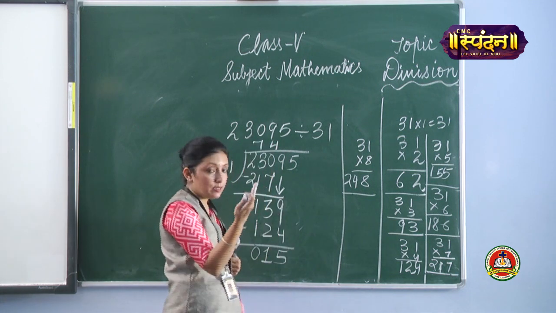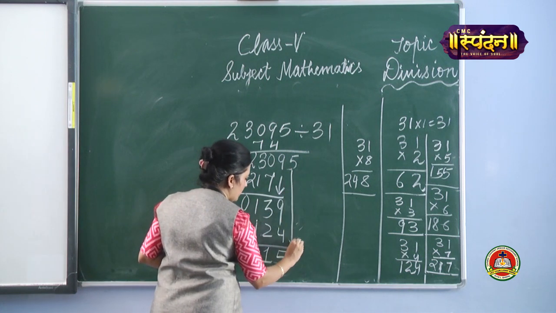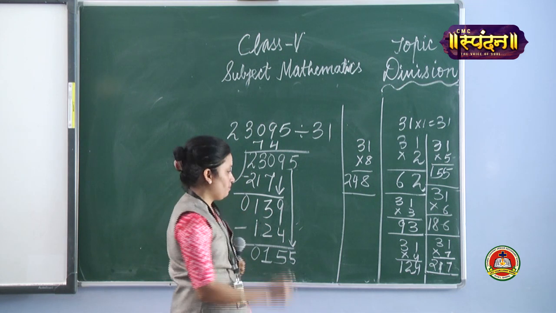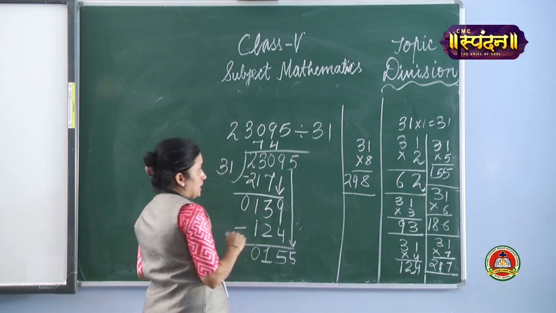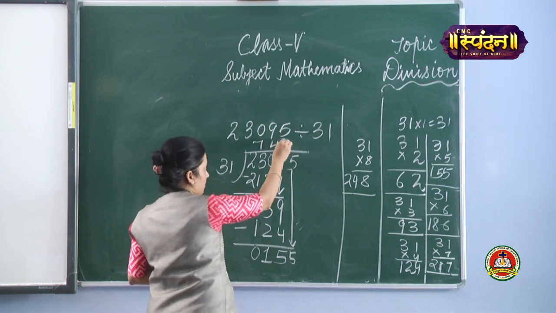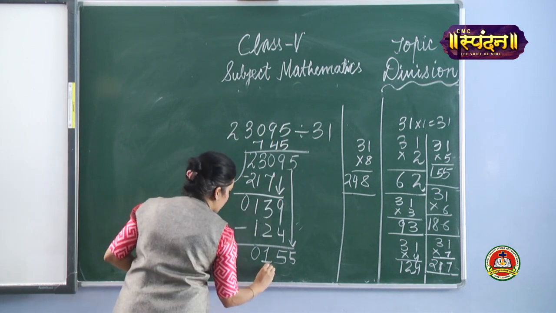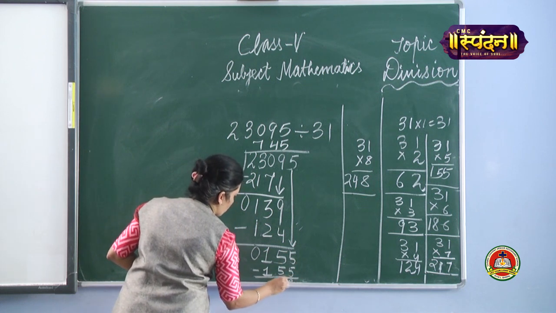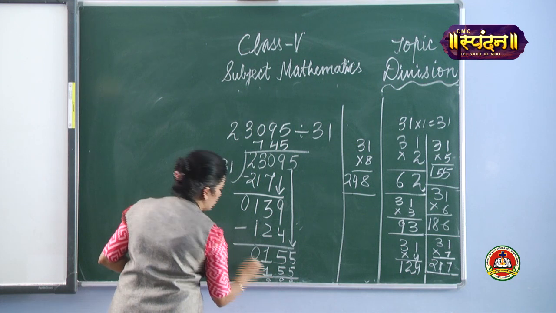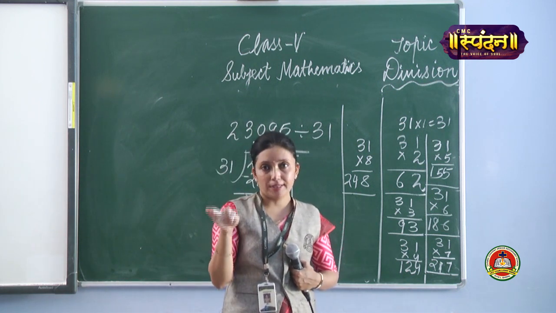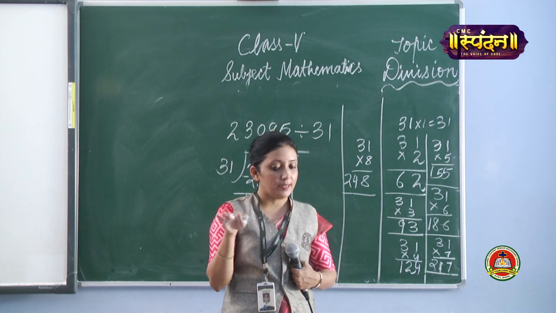What is our next step? We are going to bring this 5 down, 155. So see, next I can see that my 5 is coming, 155. Yes. So now 0, 0, 0. Okay, so it means I don't have a remainder here.